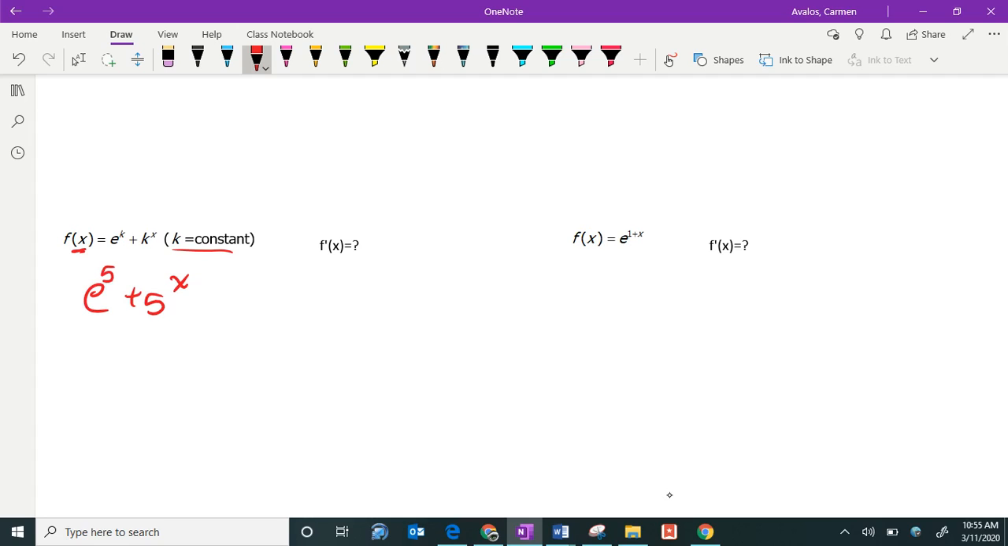Since this is a constant, e to the 5 is not e to the x, so this is just going to be 0, because it's just a constant. And this one here is an exponential function. So the derivative there is going to be ln of 5, the coefficient, times 5 to the x, the function. And so that's the derivative there.